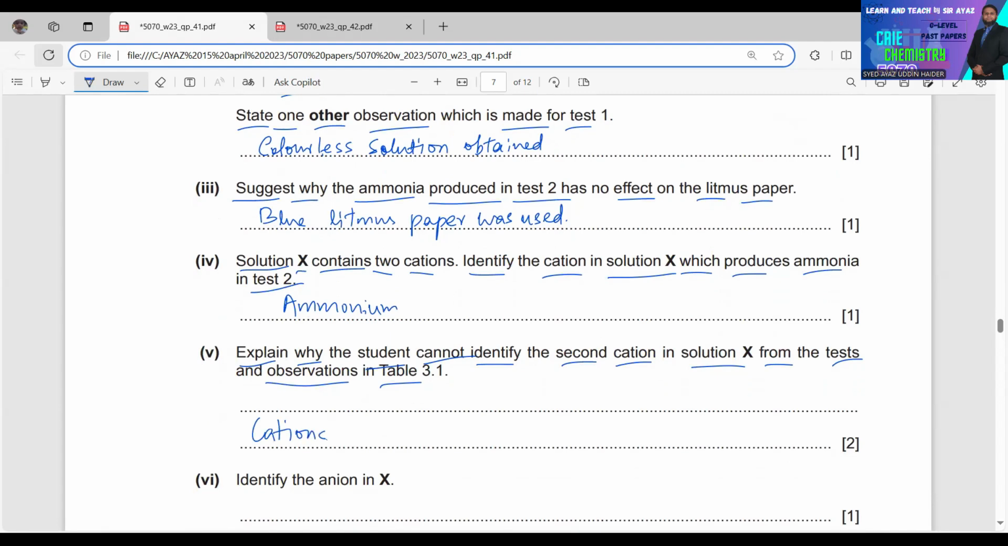That the cation may be aluminum or zinc. We are not sure from these results.